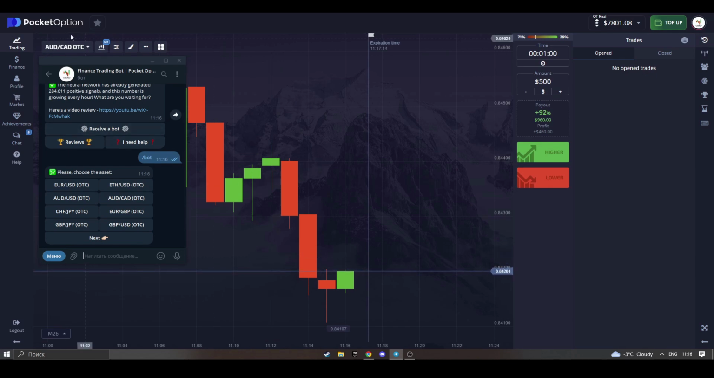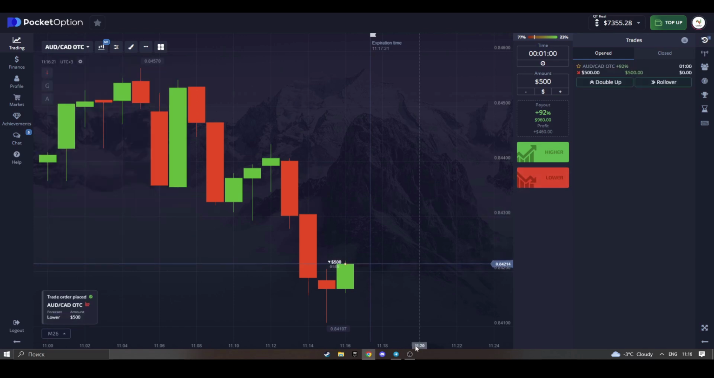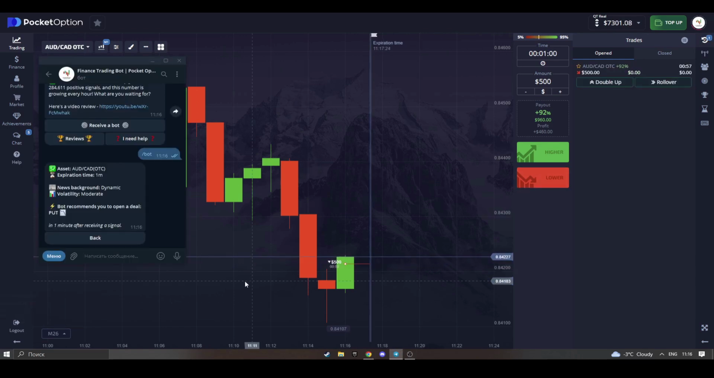Select a currency pair, expiration time, and go to the bot. In the bot we select the currency pair for which we will open trades and request the first signal. The bot recommends opening our down trade.